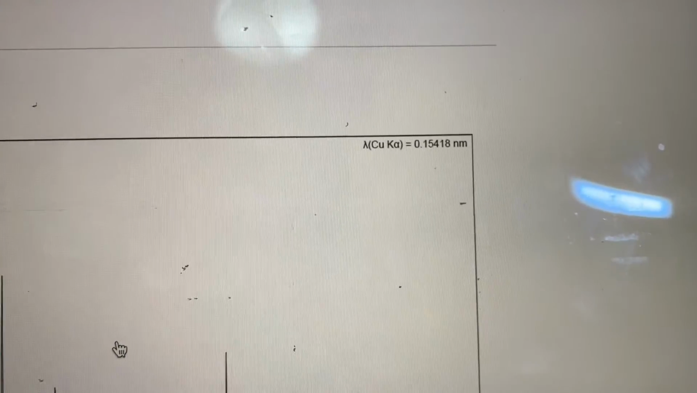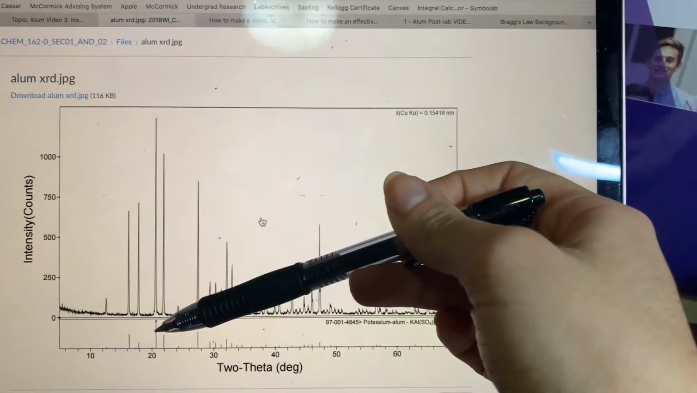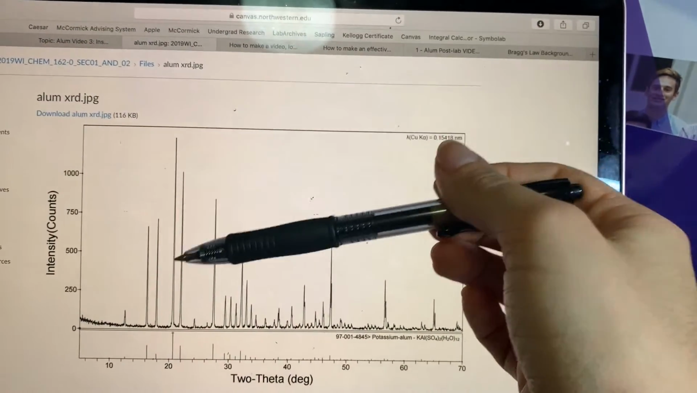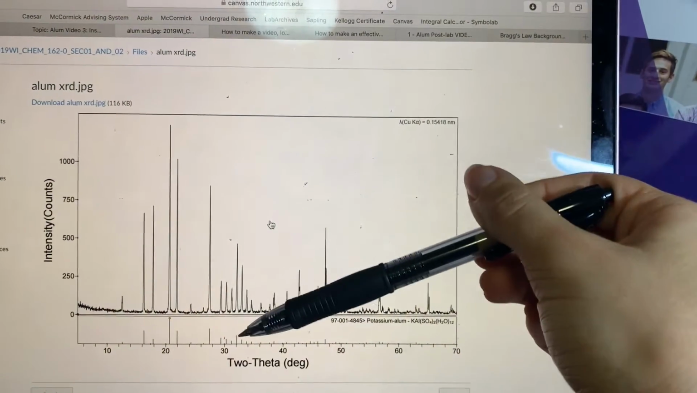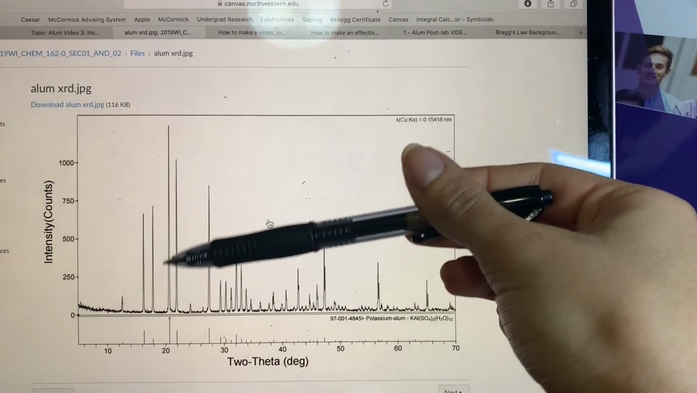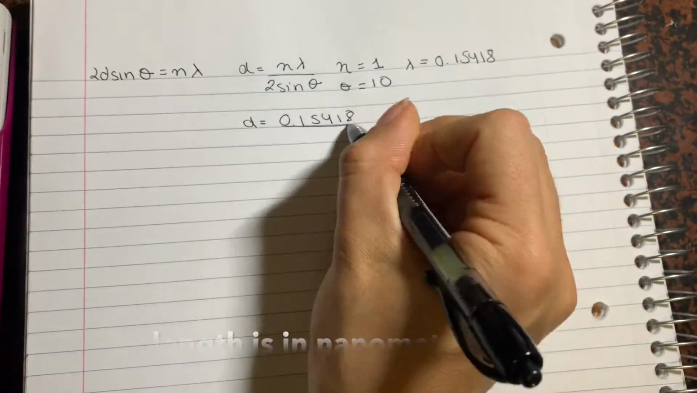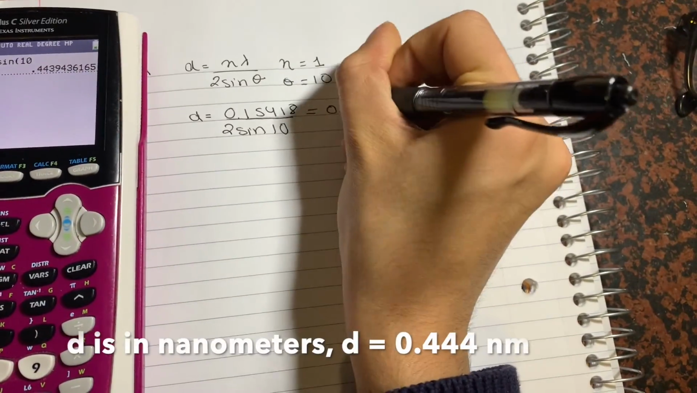From our graph, we can see that lambda is this small piece of information over here. Lambda equals 0.15418. And when we look at the graph, we see that the peak intensity is at 20. But then we see that 20 is equal to 2 theta. And if 20 is equal to 2 theta, dividing that by 2 actually equals 10.444.